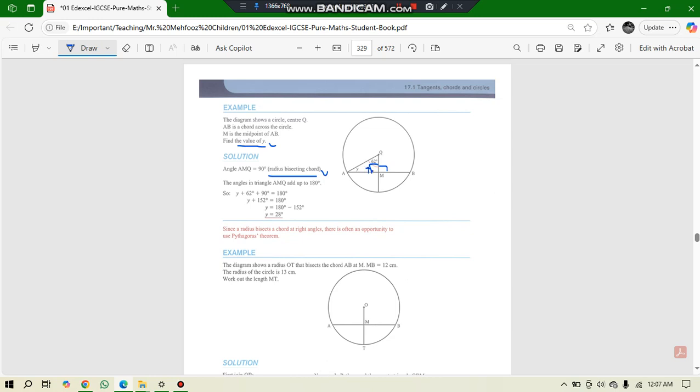Again we use the previous knowledge that the sum of all angles in a triangle adds up to 180. So y plus 62 plus 90 equals 180. When we simplify it, your answer of y is 28. This is your solution.